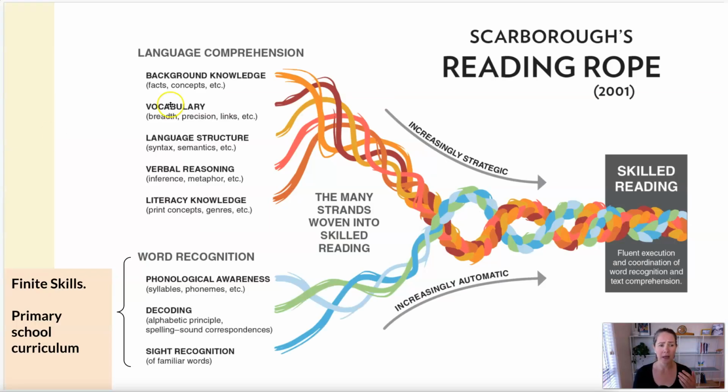If we take a look again at Scarborough's reading rope, we know that the first element up here is background knowledge, and that is knowledge about facts, concepts, and things like that. For me, I don't know anything about sport. My family wasn't a sporting family. I never went to any sporting games. I don't really have any understanding of sport. I have a little bit more than maybe when I was in primary school, but still it's quite limited for me. So when I read that section of text, I just couldn't comprehend what was happening there.